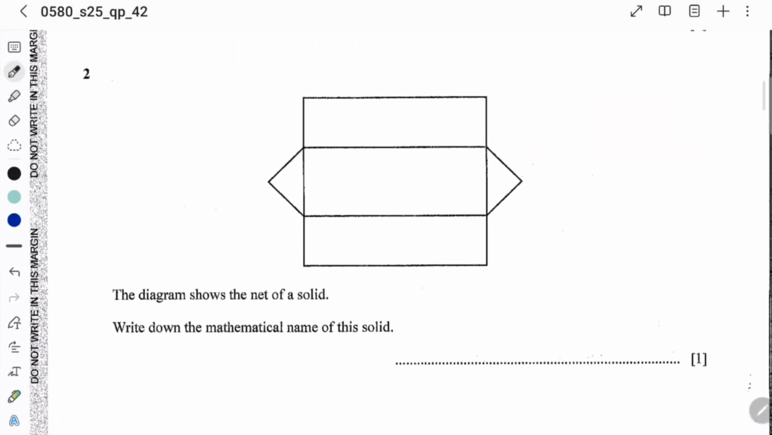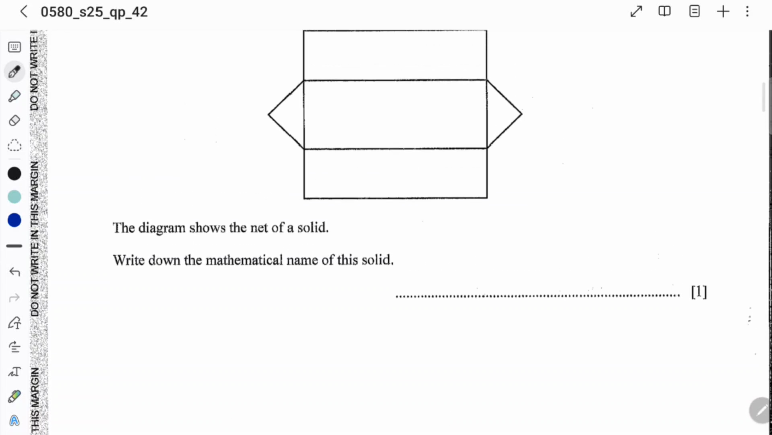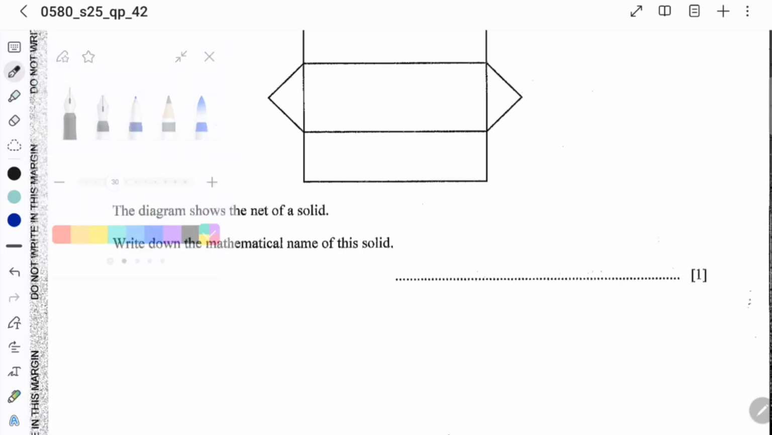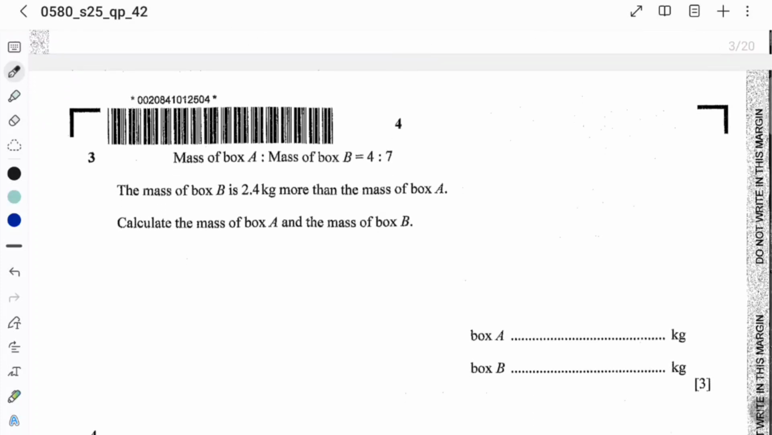Question number 2: we can see in the diagram two triangles at the corners, and the diagram shows the net of the solid. Write down the mathematical name of the solid. Obviously we can see a triangular prism. Both ends, at the top and bottom, will be triangles, and whenever you fold it, it will become a triangular prism.